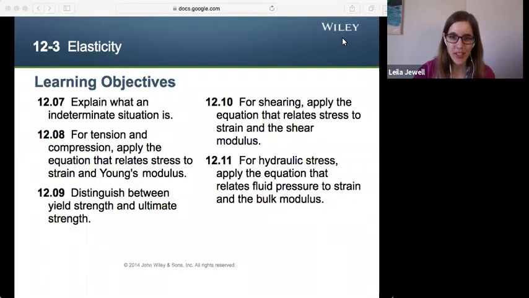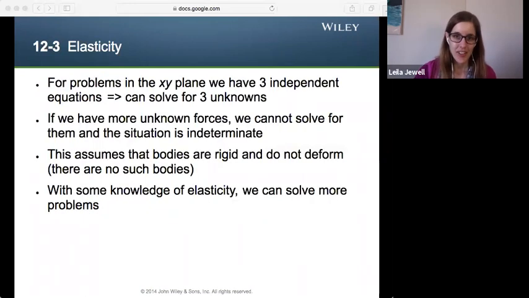Section 12.3, Elasticity. This is our last section, and it's expanding a bit upon our previous sections looking at equilibrium.